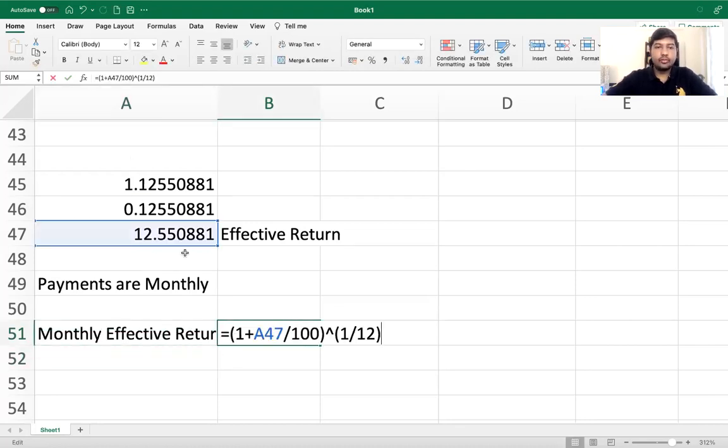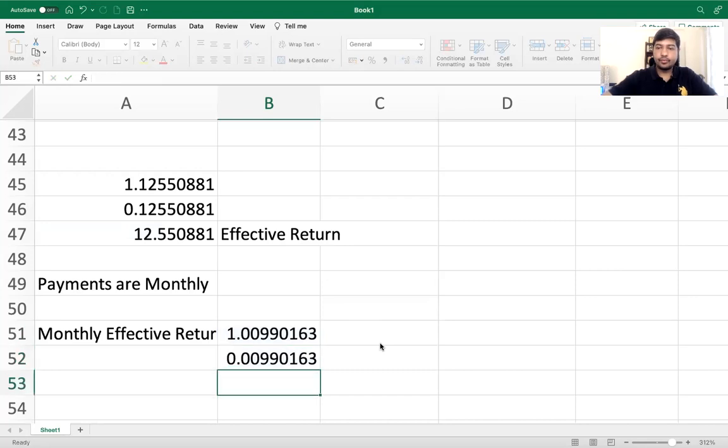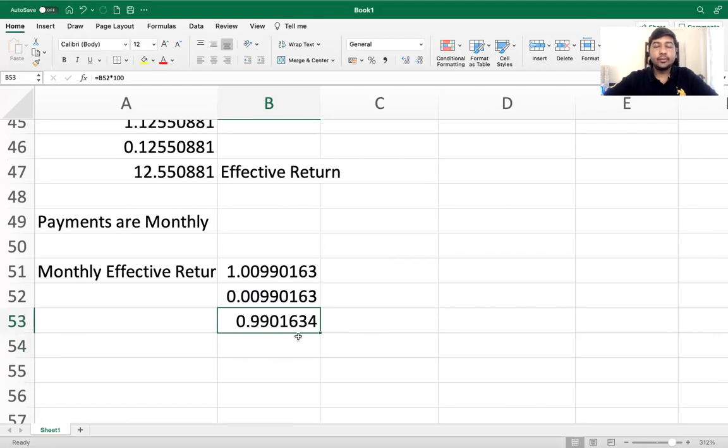Okay, so if you see over here, it is 1 plus 12.55% divided by 100. So 12.55 is in numbers, divided by 100 will get converted into decimals, plus 1, and then raised to 1 by 12. Why 1 by 12? 1 divided by n is nothing but the compounding frequency. So you're trying to find out what is the monthly effective return. Okay, so that number comes to 0.99%. Okay, so this is the monthly effective return.